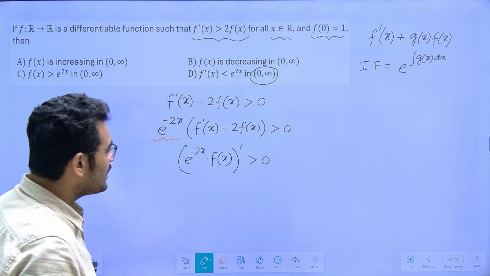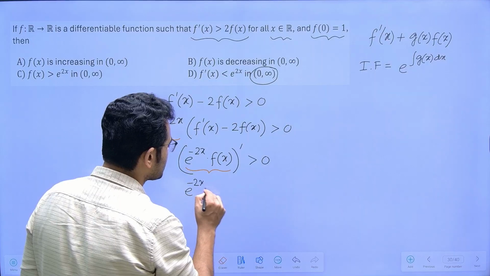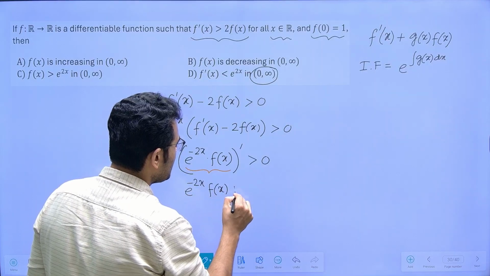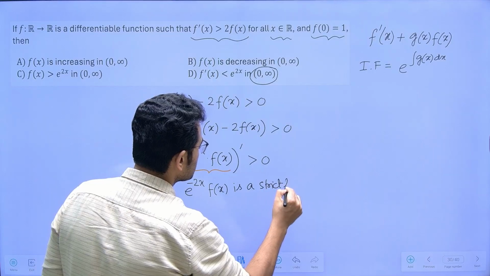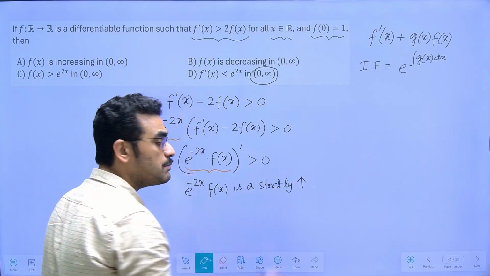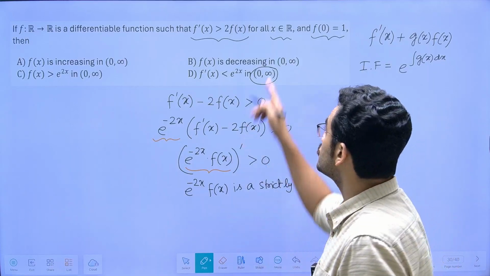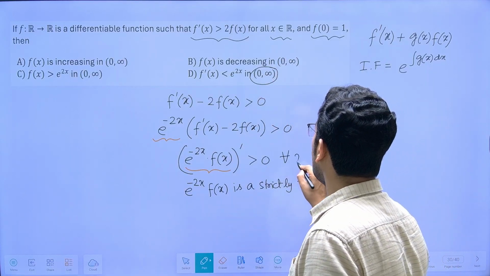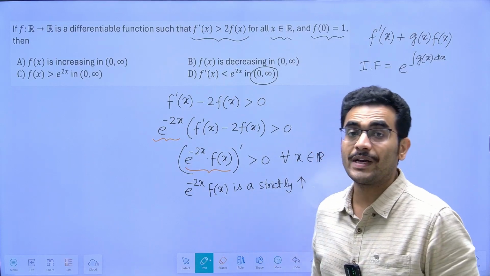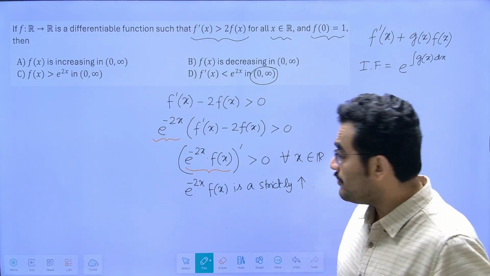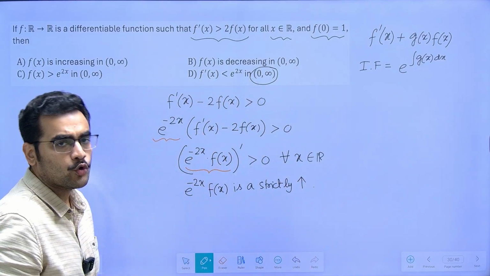What does it mean? That means that this function e to the power minus 2x into f(x) is a strictly increasing function, because the derivative is always greater than 0, and this is true for all x belongs to R. That means this function is strictly increasing. If this function is strictly increasing, then let us come in the domain of 0 to infinity.